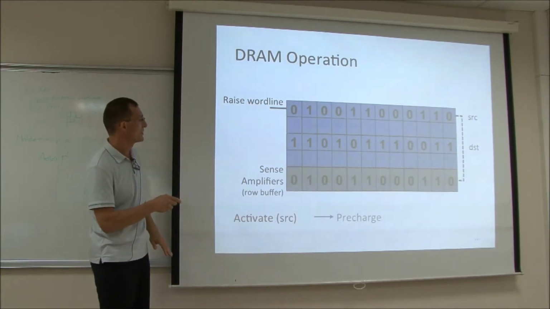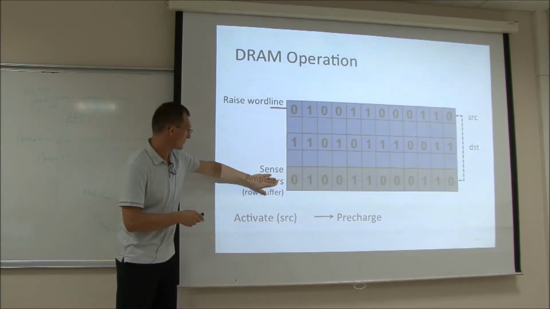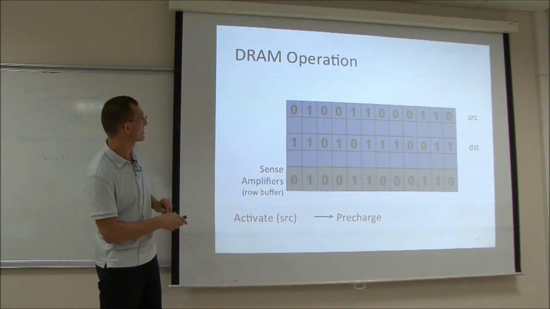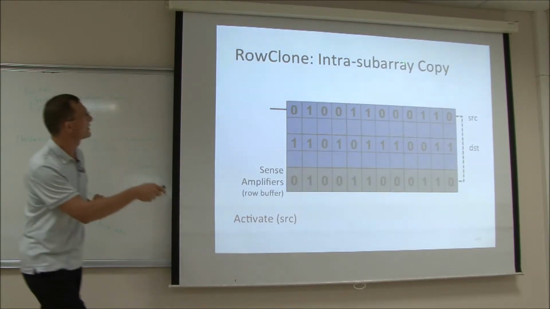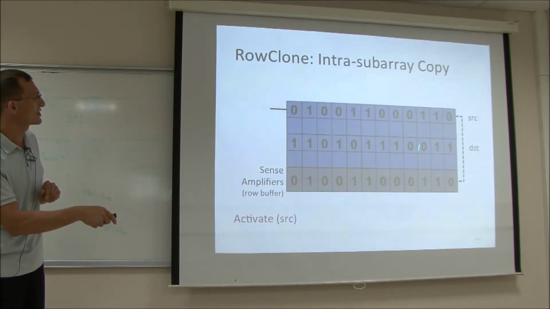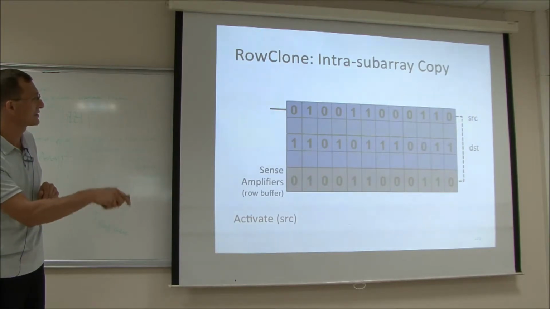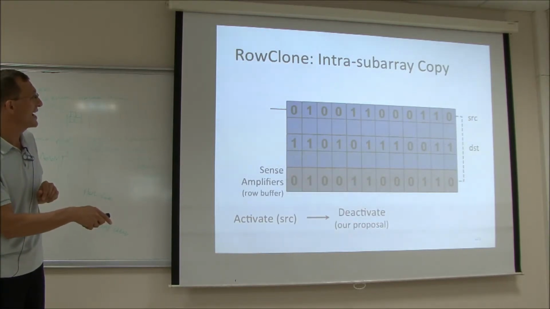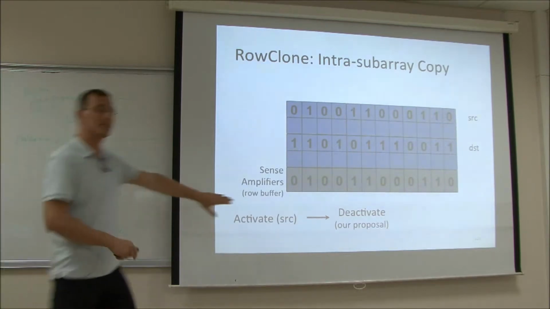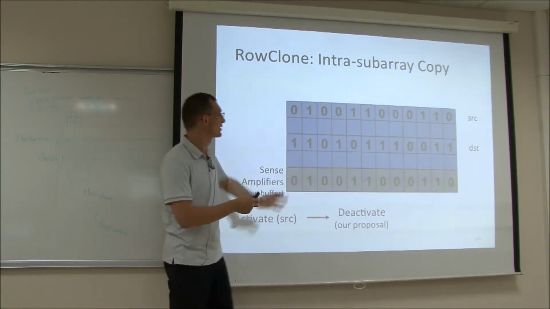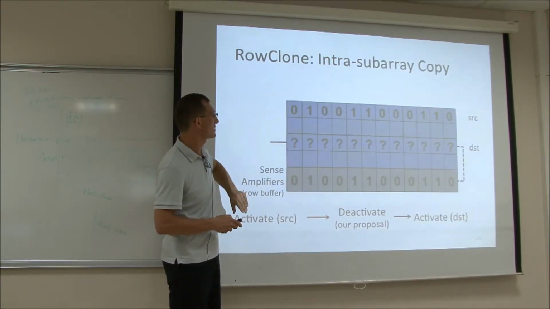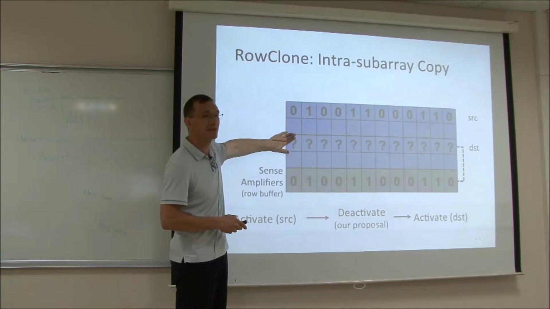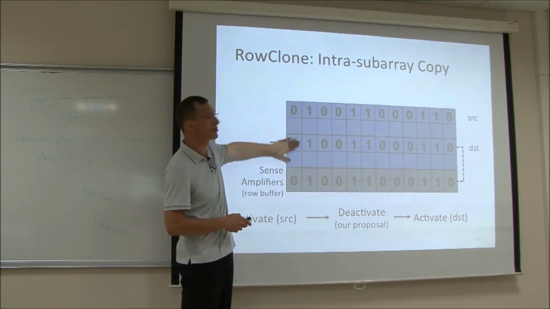Now, instead of pre-charging, when you do a pre-charge, what happens is this, right? So what we're going to do intra-subarray, if this is your source, this is your destination, we're going to first activate the source, and then deactivate the source. Actually, deactivate doesn't need to be visible to the memory controller, but internally, we're going to deactivate the source, and then we're going to activate the destination, which basically ensures that the sense amplifiers drive the destination lines, and you get the data that was in the source in the destination.